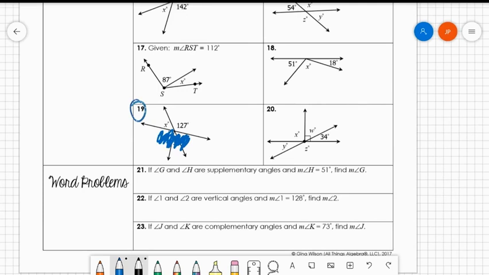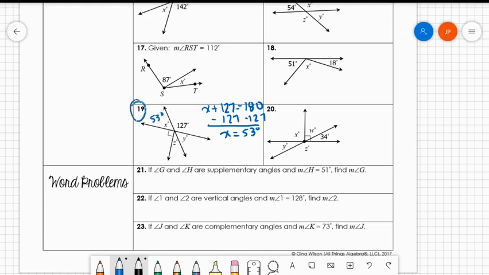I'm going to ignore that stuff down here, because looking right here, x and 127 I can see are supplementary to each other. They make a straight line. So that's the first problem I'm going to solve. I'm going to say, okay, x plus 127 equals 180. And now I'm going to solve that. I'll subtract 127 on both sides. x equals 53 degrees. So now I'm going to put that in there. So that's one thing I've got.